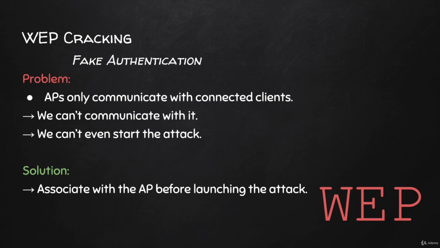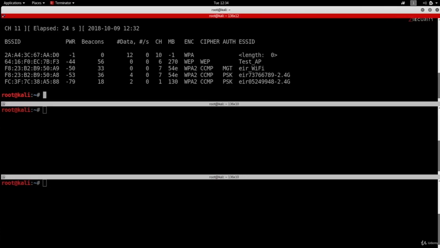You still haven't put in the password, you're just telling the target network, I want to communicate with you, please don't ignore me. So in this lecture, I'm going to show you how to associate with the target network so we can communicate with it. And in the next lecture, I'm going to show you how, once associated, we can inject packets into the network and force the amount of data to increase very quickly.